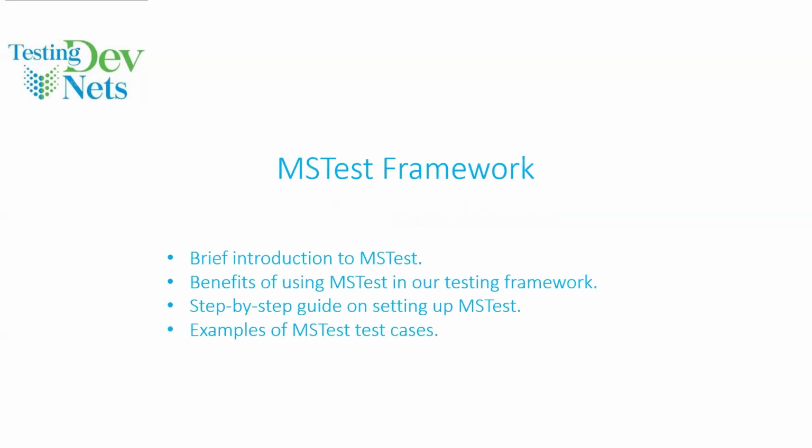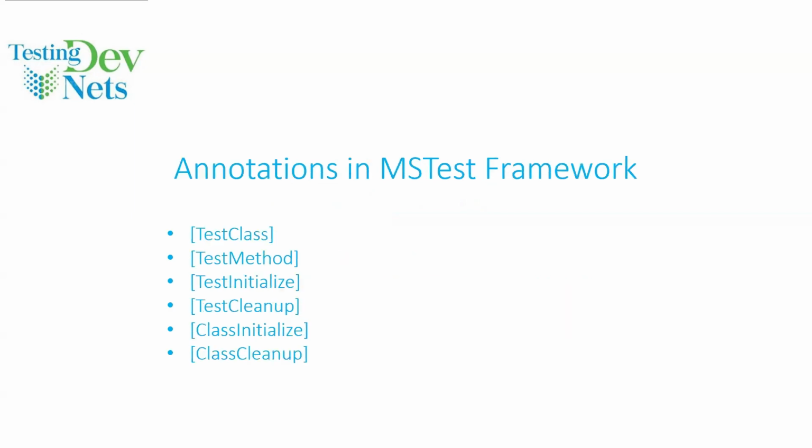In part 1, we have discussed MS Test introduction and how MS Test is helpful for our automation testing, and how we can set up step by step in our Visual Studio, and we have created one sample MS Test case. Now we are going to take a look at the annotations which are present in MS Test.